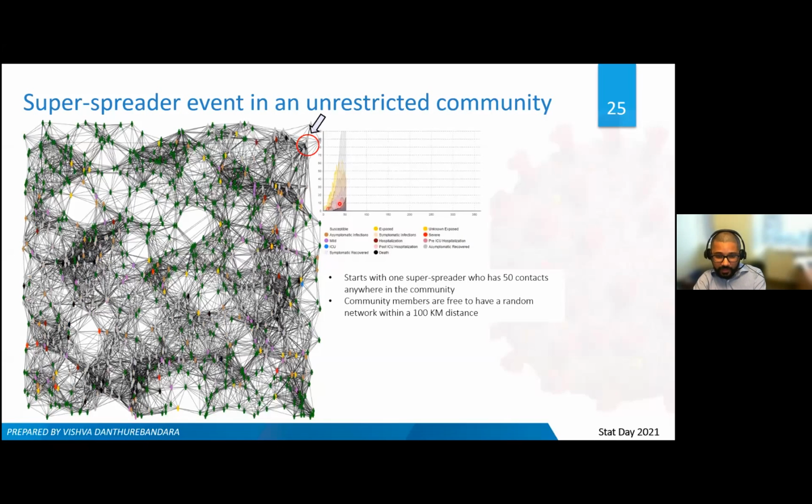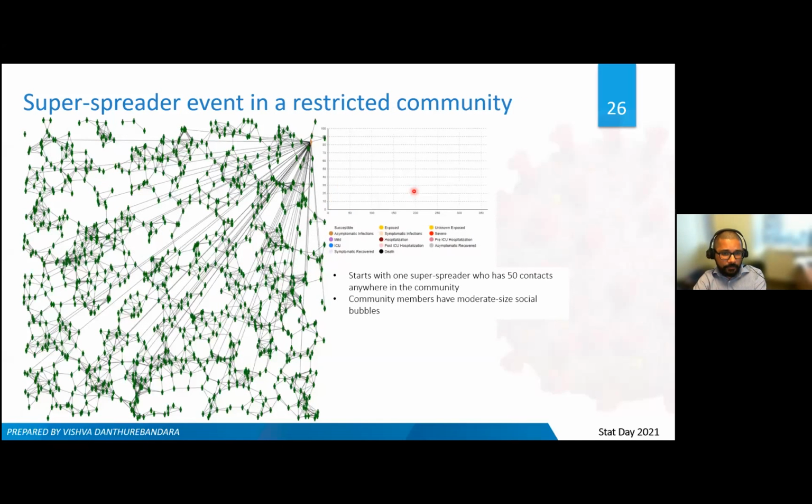So on. Okay. Now let's see what happens if our super spreader lived in a community under restrictions. In this community, members have small social bubbles because they are under restrictions, but our guy still meets 50 people, but this time he's not as successful as he was before. You can see there is a small localized outbreak here, a localized outbreak here and here, but it is not spreading through the population. And this once again shows the importance of public health measures and social distancing.